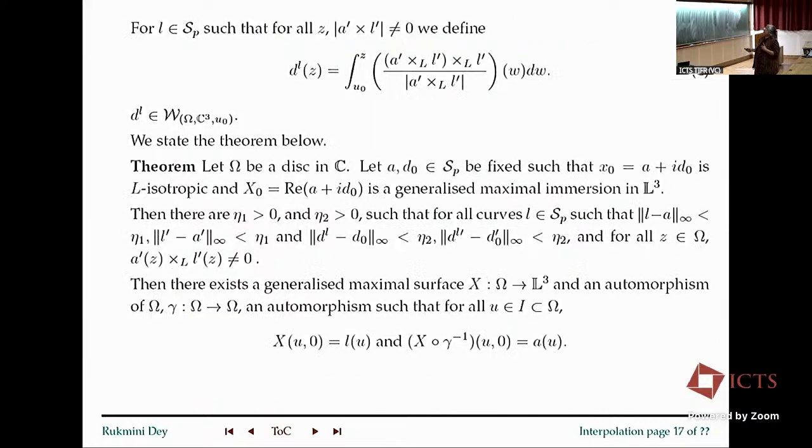And then we can prove the interpolation theorem by finding the neighborhood. This eta 1 and eta 2 are coming from that ball, and then we can just do some calculation to show this.